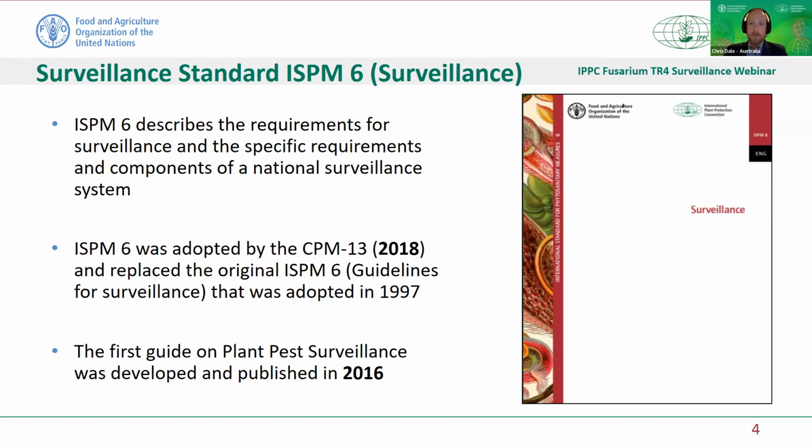ISPM 6 was adopted by CPM 13 in 2018, and this replaced the original ISPM 6 that was adopted in 1997. Many of you will appreciate that a lot has changed in the international phytosanitary space, but especially in the surveillance space in terms of technologies, capacity and capability, and also resourcing for surveillance.